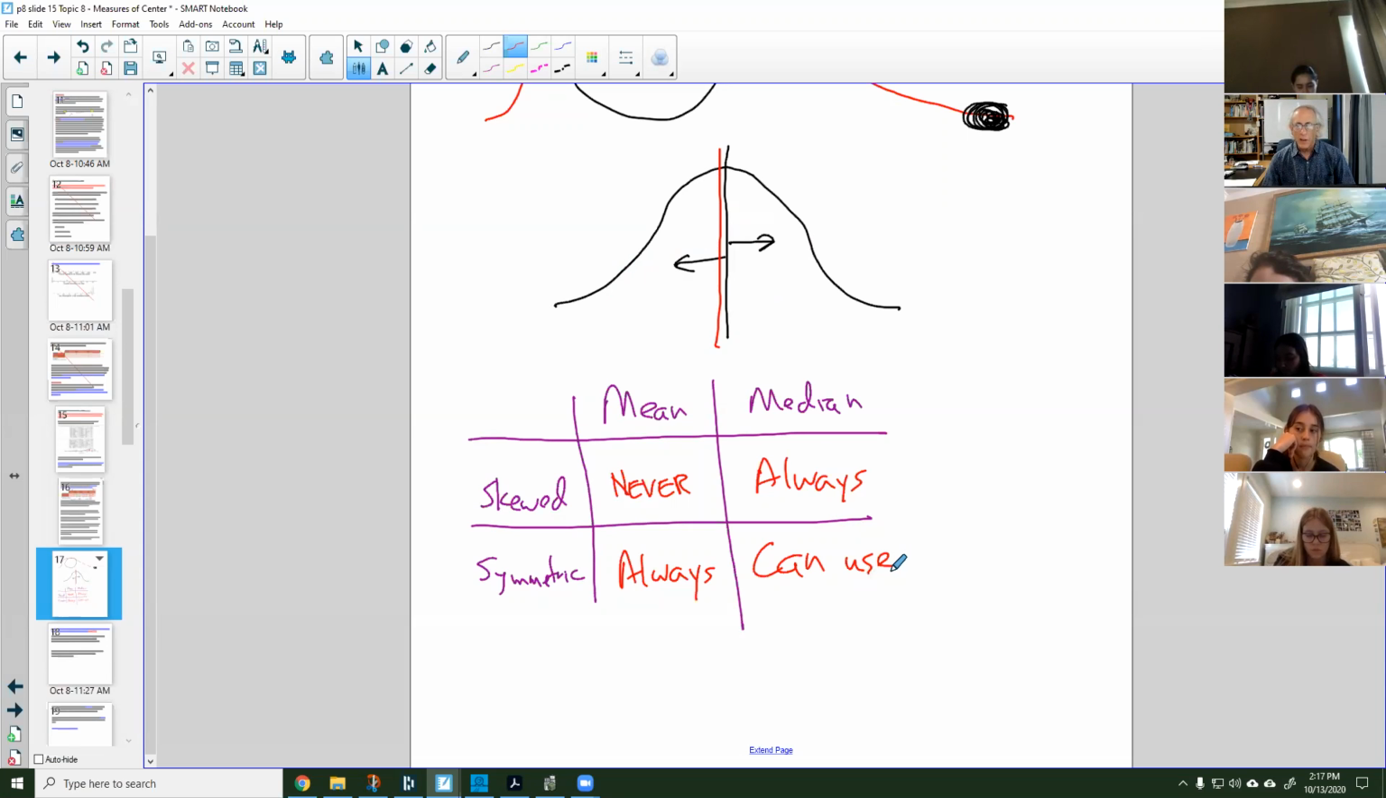So if I ask you to describe the distribution, I give you some data and I say describe the distribution, you really have to make a histogram because the histogram is going to tell you whether the distribution is symmetric or whether it's skewed. And if it's skewed, then you're going to use the median. If it's symmetric, you're going to use the mean for the center. So that should make some logical sense after having gone through these problems.